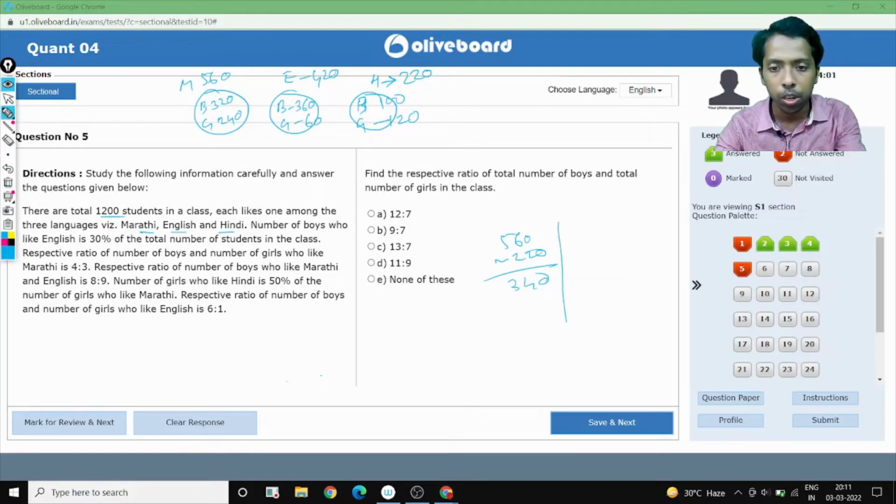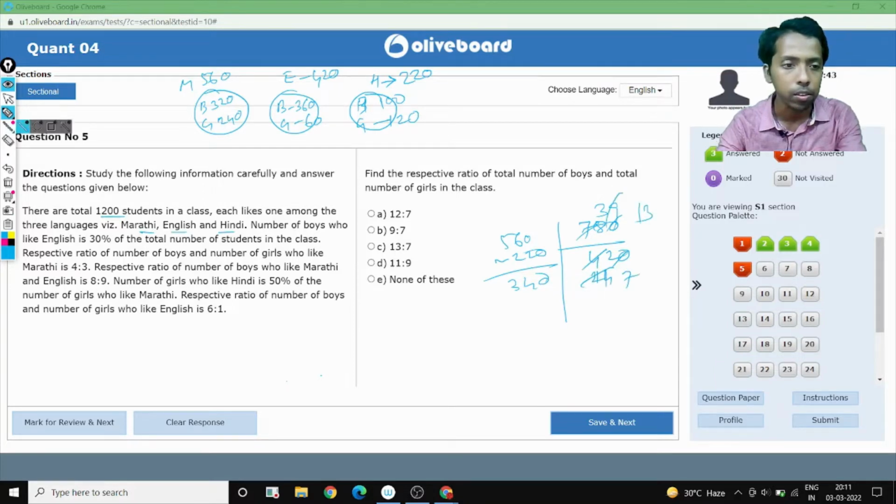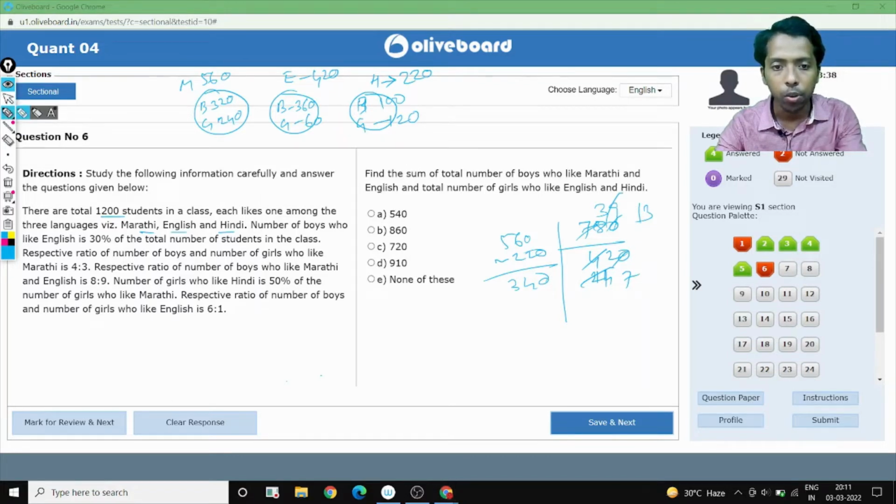Find the respective ratio of the total number of boys and total number of girls in the class. So boys, this is 320, 680, 780. 780 and that is 5, 4, 20. This is 39. This is 2. This is 21, 3, 7, 13. So 13 ratio 7. Find the sum total of the boys who like Marathi and English. Marathi and English sum total boys, that is 680. And total number of girls who like English and Hindi, that is 180, that is 860. Total.